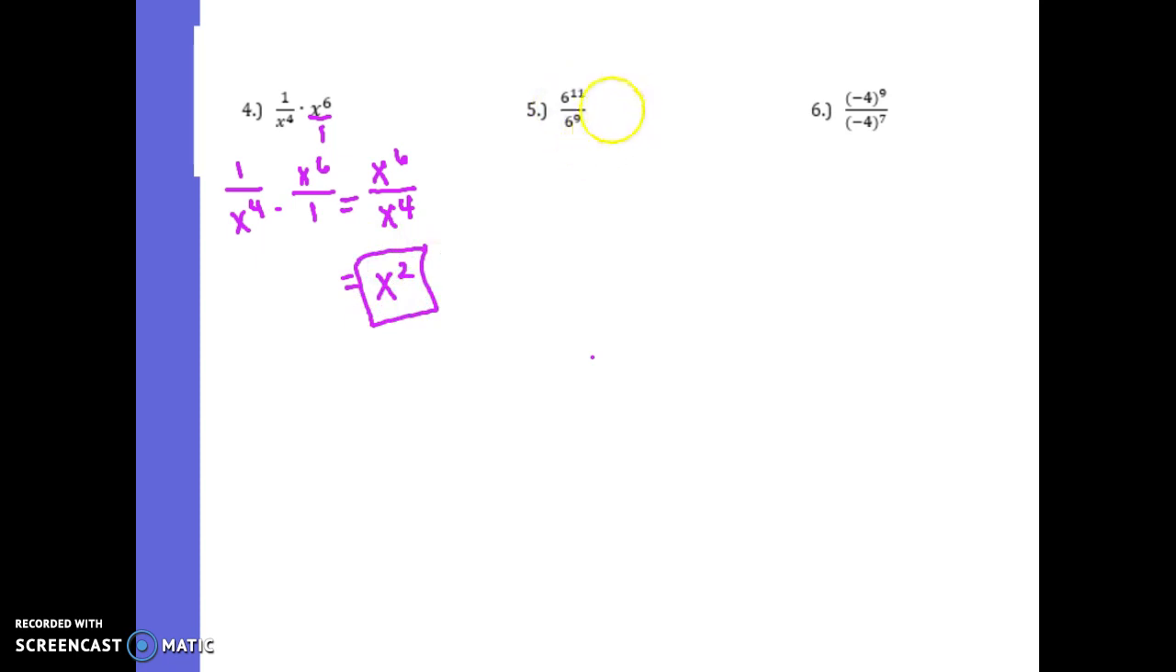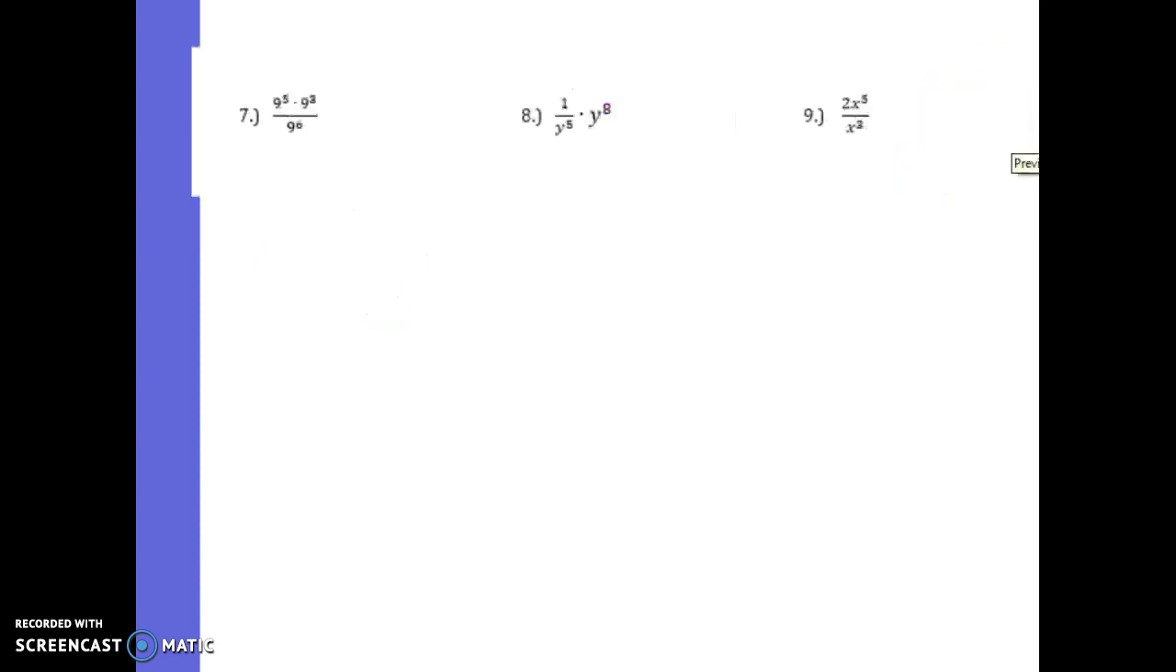6 to the 11 divided by 6 to the 9th would be 6 squared, which would be 36. Negative 4 to the 9th divided by negative 4 to the 7th, we have the same base of negative 4, would be negative 4 squared, which would be equal to 16. Number 7, we're going to multiply across, so 9 to the 5th times 9 to the 3rd would be 9 to the 8th. Divided by 9 to the 6th, now we're subtracting, and we get 9 squared, which is 81.